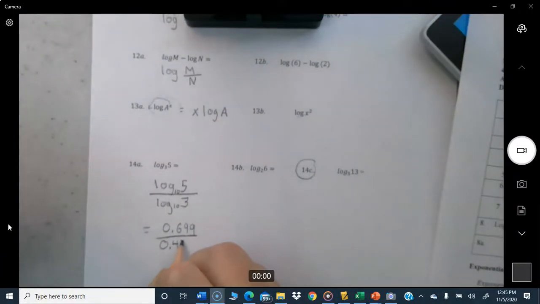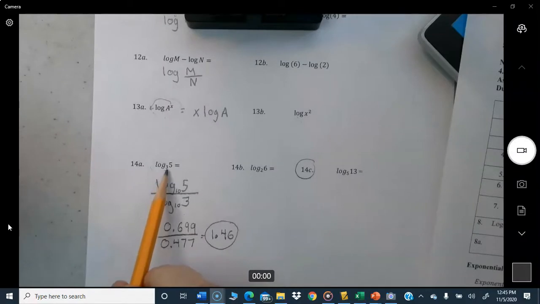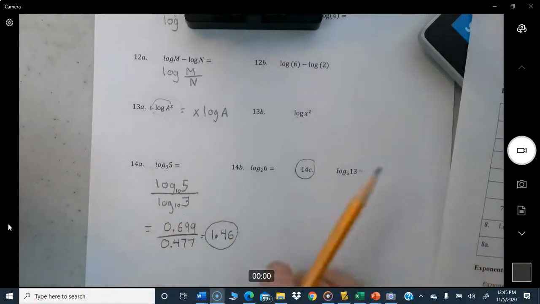So I divide these two, and I get 1.47, or 1.46 is good. So that's what you could not solve on your calculator because there's no base 3 to use. At least on most calculators there's not. You can use the change of base to get that.